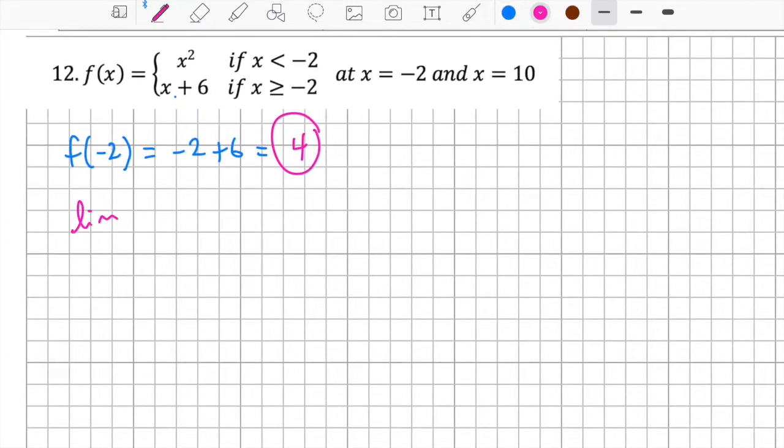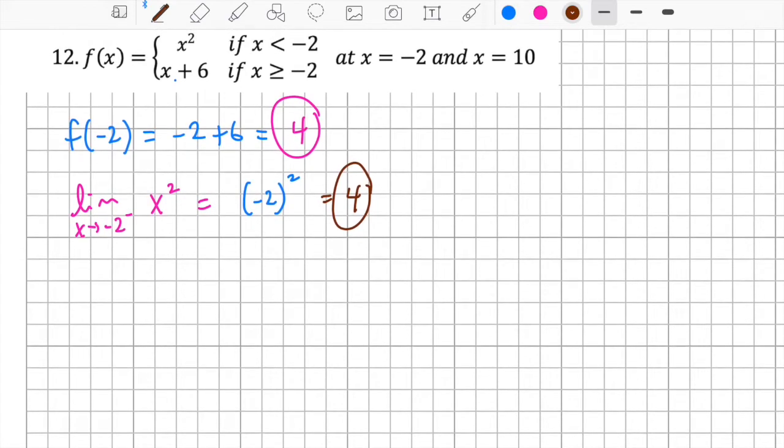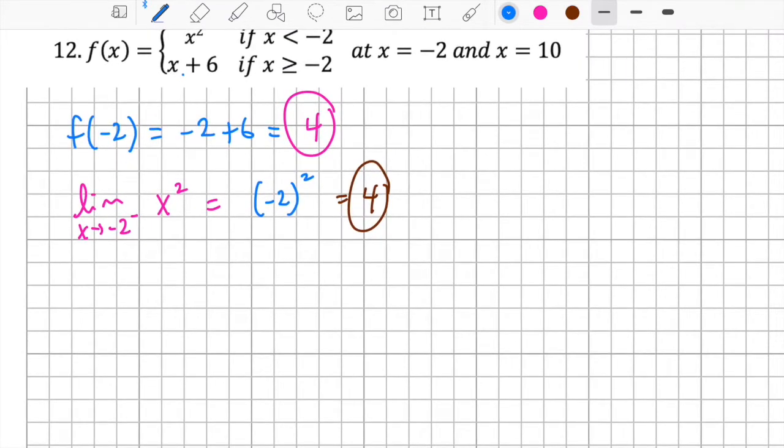Now, since -2 is our key point, I need to check one-sided limits. So first, the limit as x approaches -2 from the left. From the left means less than -2, so I'm going to use x squared. So next step, just plug it in. I have -2, make sure you use parentheses, squared, and negative 2 squared is 4. Please use parentheses, especially if you're going to use a calculator, which you don't really need for that problem.